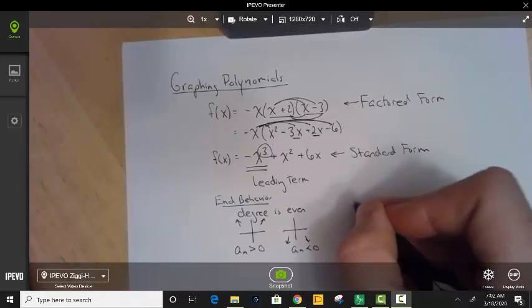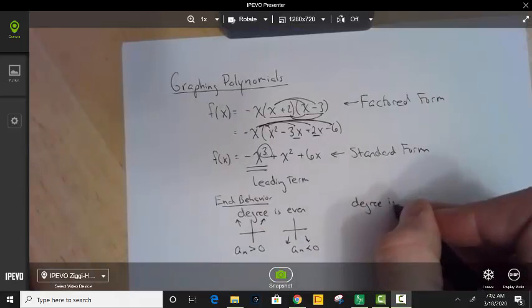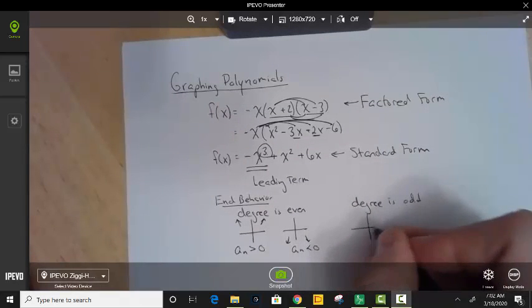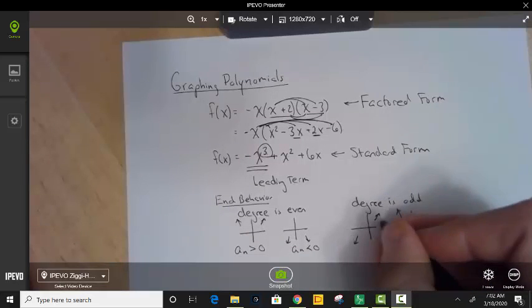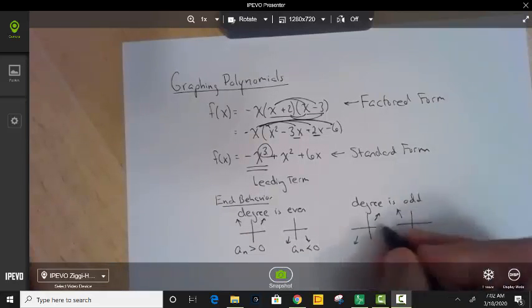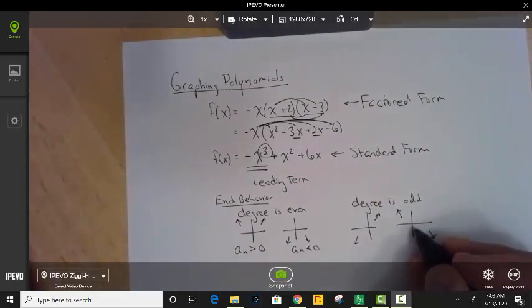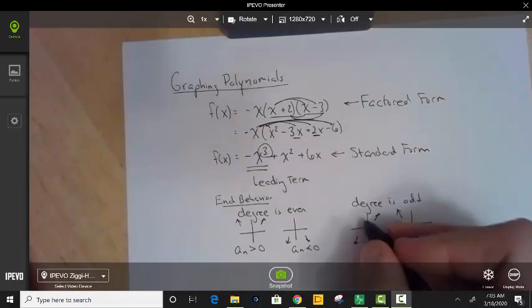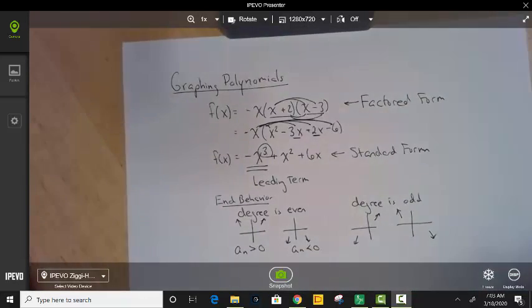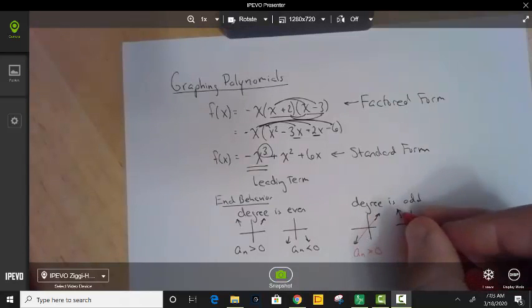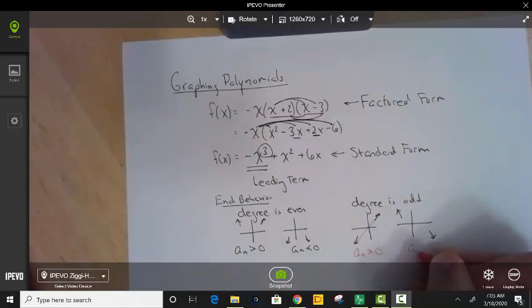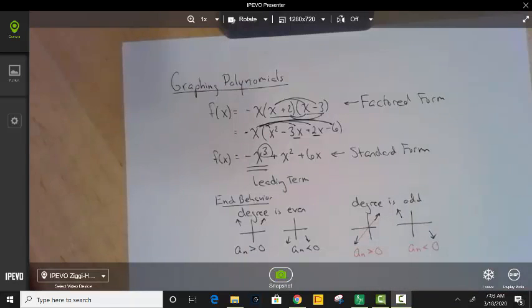In this case, we see that we have a degree that is odd. And the fact that the degree is odd means that the two ends of the graph are doing opposite things. So either the right side is approaching infinity, and the left side, as x goes to negative infinity, goes to negative infinity, or vice versa. And if we look at the one here on the left, from left to right, it's traveling uphill. So this is what happens if we have a leading coefficient that's positive, and on the other one, it's traveling downhill. This is what happens when we have a leading coefficient of negative.